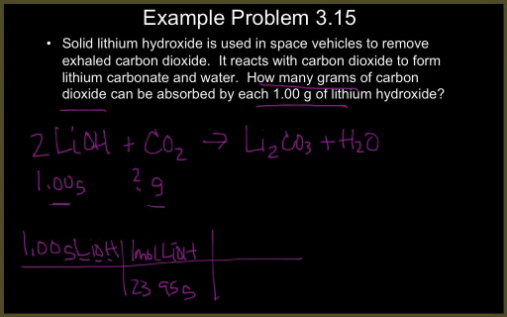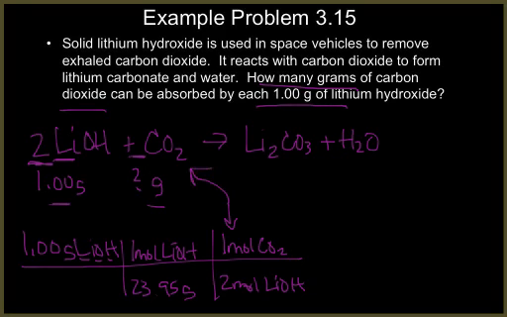Then I'm going to use the mole ratio to get from moles of LiOH to moles of CO2. So there is 1 mole of CO2, because that's what I want to convert to, for every 2 moles of LiOH. And again, that ratio comes from this balanced equation. So that's where I got that ratio of moles of CO2 to moles of LiOH.